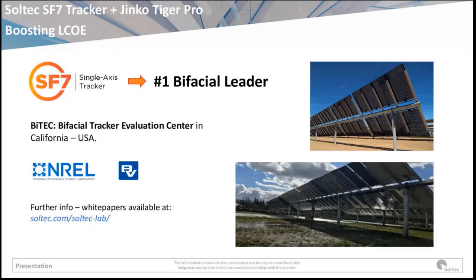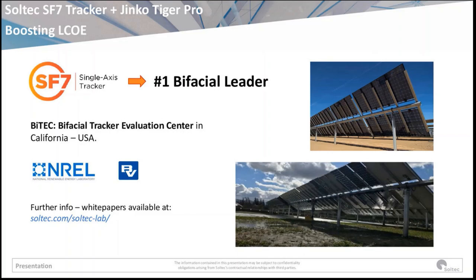But it is not only about having a very reduced cost, it is also about producing more energy. So it is so important to combine a tracker which enhances the bifacial production with a great PV module like this. So the combination between the SF7 bifacial tracker with this bifacial Jinko Tiger Pro is a winning combination, because we are the top bifacial tracker manufacturer leader because of our expertise and our knowledge about the technology.